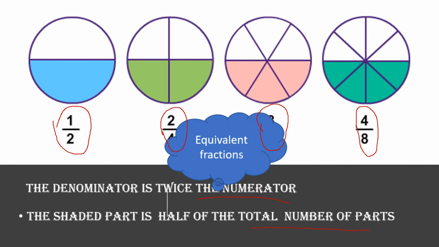Okay, so 1 by 2, 2 by 4, 3 by 6, 4 by 8, 5 by 10, 6 by 12, 7 by 14, etc. These are all the equivalent fractions of 1 by 2 because they represent the same thing. Got it?